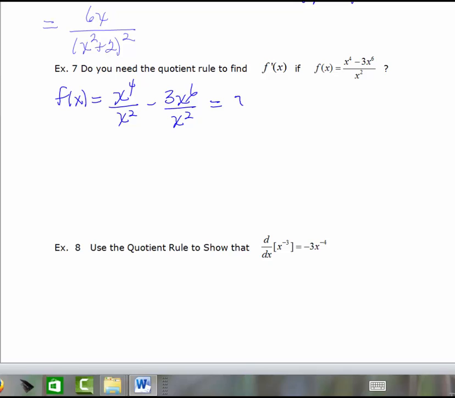F of x is going to equal x squared minus 3x to the 4th. Now don't forget, all we did was manipulate the algebra. We haven't taken a derivative yet. So now I'm going to take the derivative. It's just a polynomial. So the derivative of x squared is 2x. The derivative of negative 3x to the 4th is going to be minus 12x cubed.